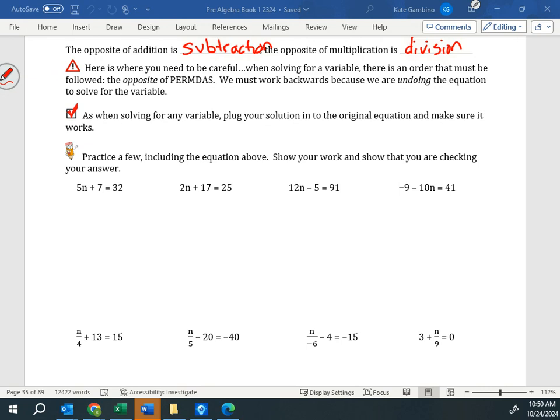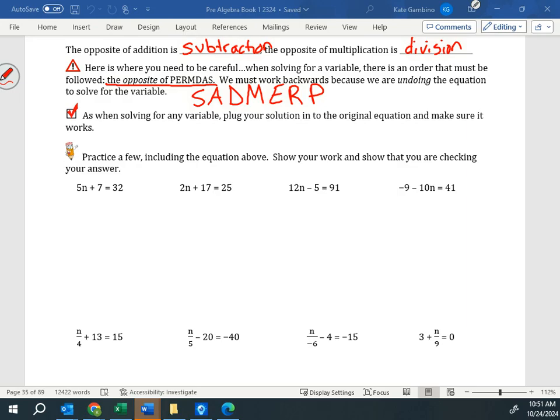So we also need to follow the opposite of PERMDAS. When we do the order of operations, we know it's parentheses first. Exponents and radicals next, multiplying and dividing next, adding and subtracting last. Now we're doing the opposite. So we are going to look to see if there's any subtraction or addition. We do that first. Then we do any division or multiplying, then any exponents or radicals, and at the end, parentheses. So we're going to do SADMEP.